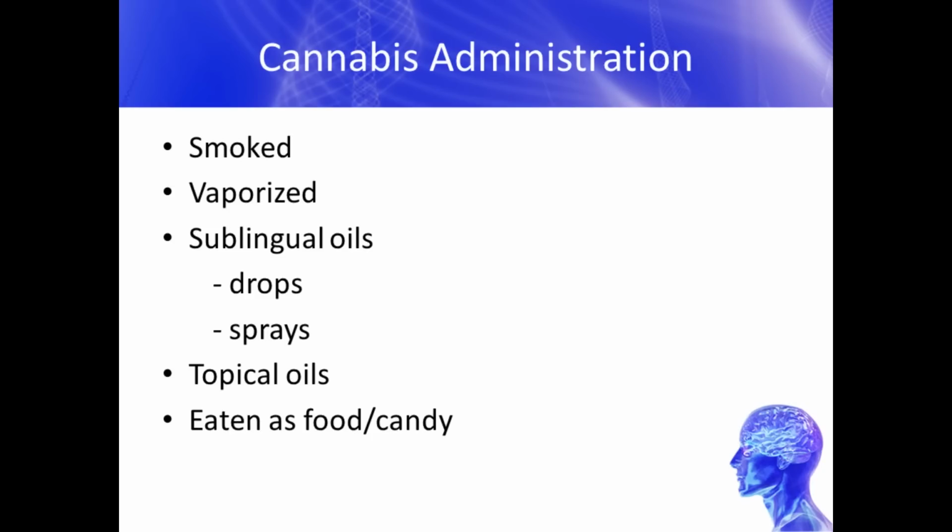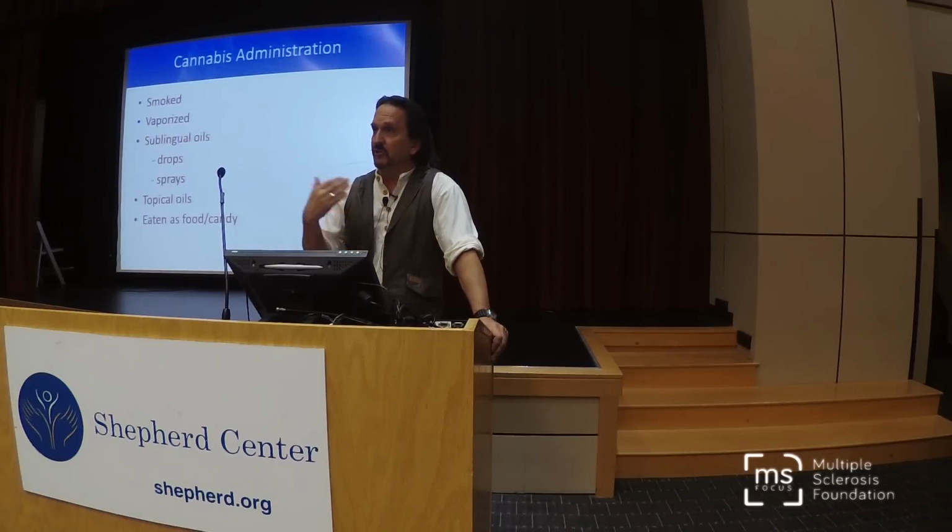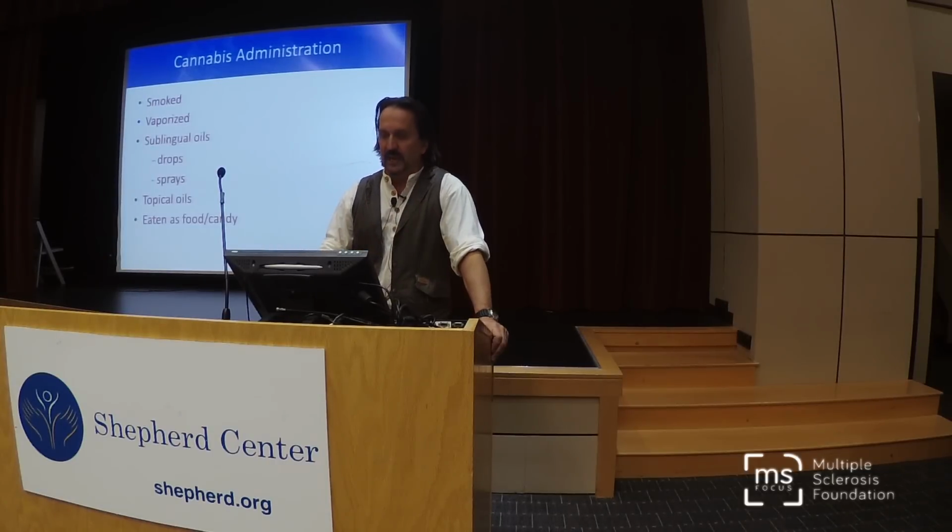So how are cannabis products administered? I think most people, when they think of marijuana products, think of smoking them. They can also be vaporized. There are sublingual oils that can either be used as a dropper or as a spray. There are topical oils, and then there are also consumable forms, whether it's in brownies or other foods or candies.